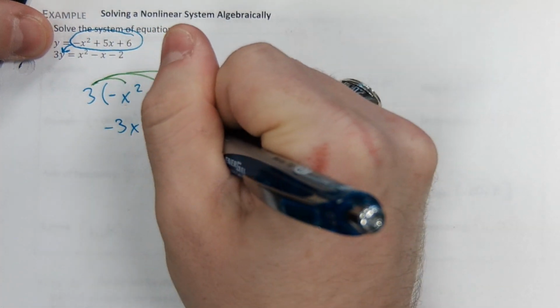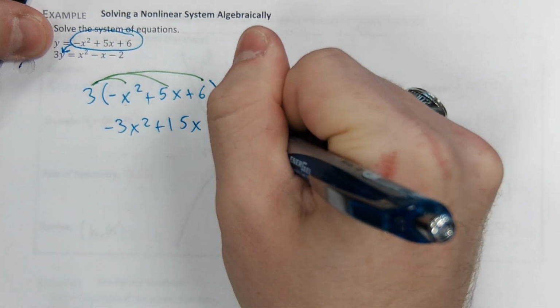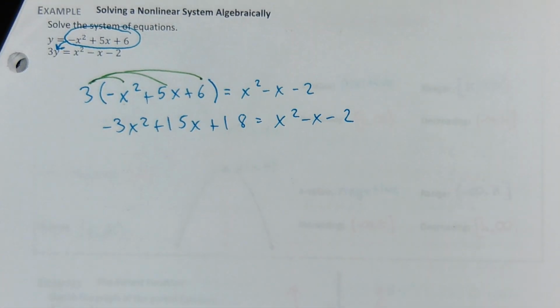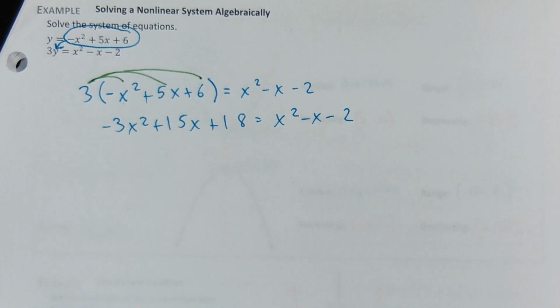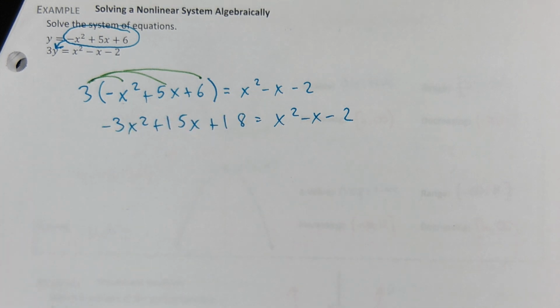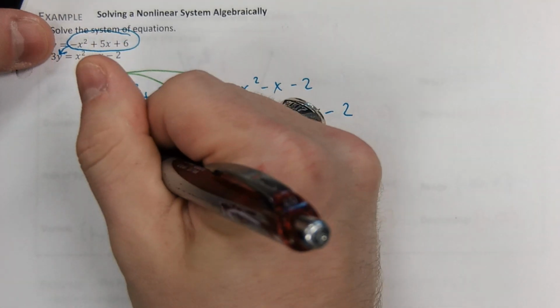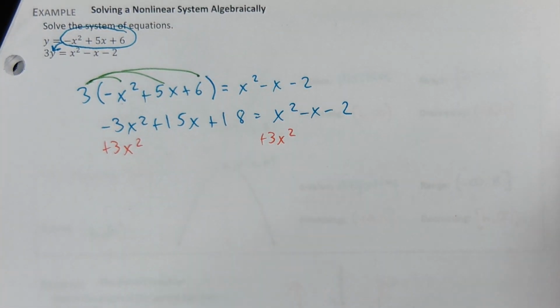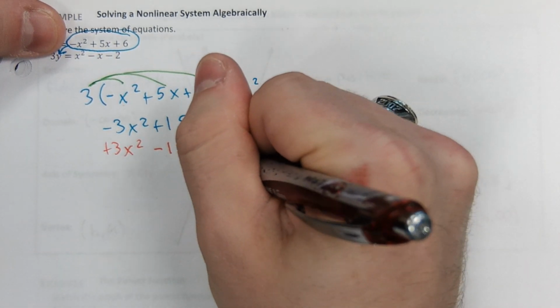Negative 3x squared plus 15x plus 18 equals x squared minus x minus 2. Since we're hoping that we can solve by factoring, we want the leading term to be positive. So I'm going to bring everything to the right. I'll add 3x squared. Oof. There's going to be a 4 in front of my x squared. We might have to do the Lizzie method again. No. Well, we'll see. No.